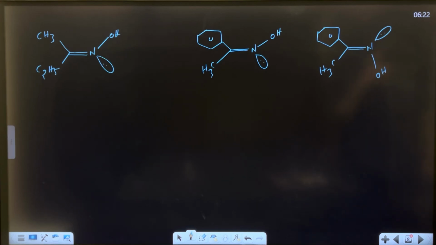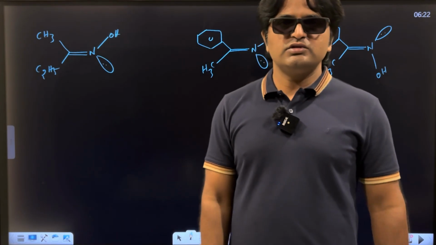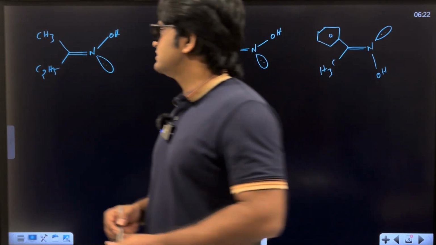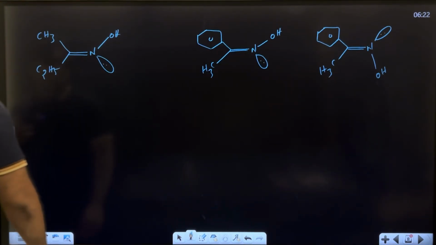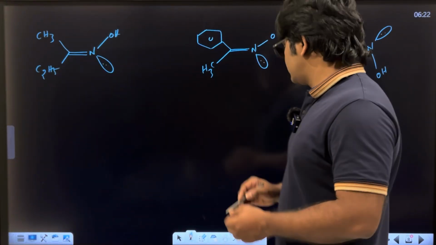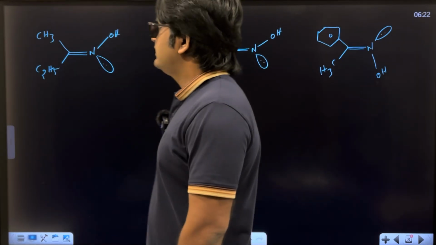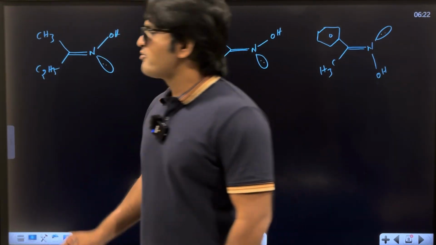Yes, these are the ketoximes. Why? Because on this carbon atom there is no hydrogen. These are the examples for ketoximes. First, tell me about the geometrical isomerism. In the first molecule, geometrical isomerism possible or not?